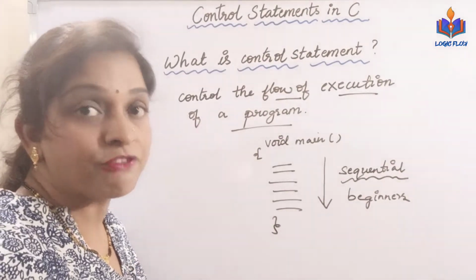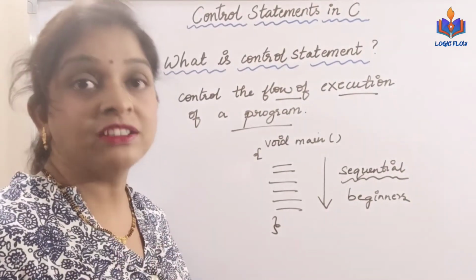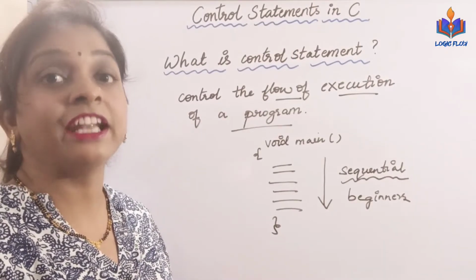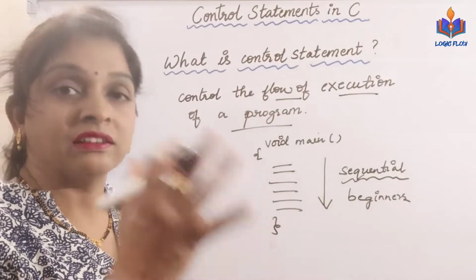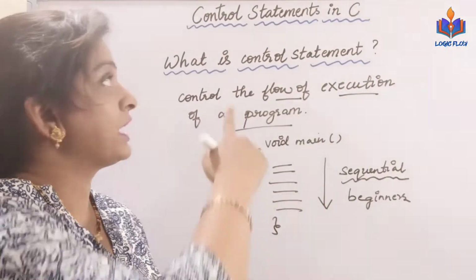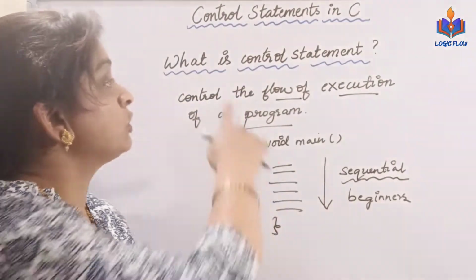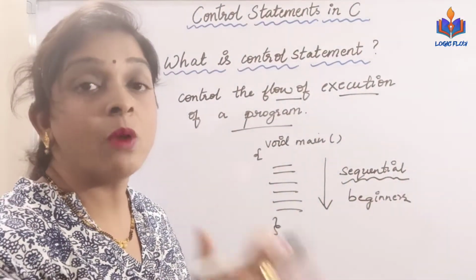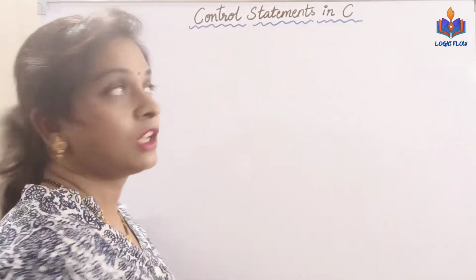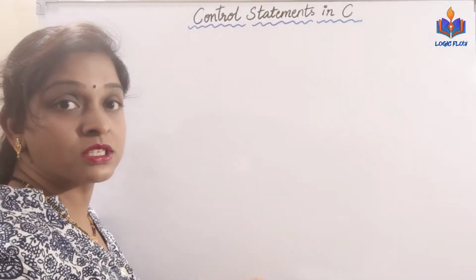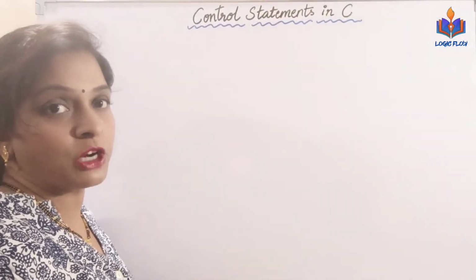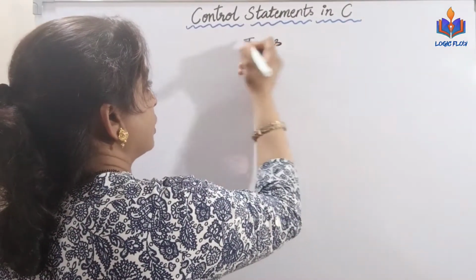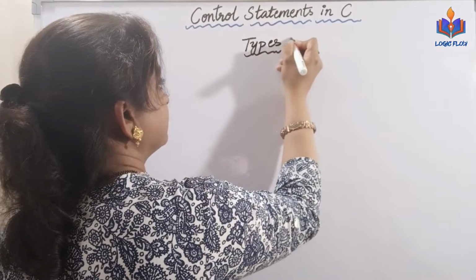So if I want to make the statements to be executed according to the requirement, then I need to control that flow. And that will be done by control statements. So it is going to control the flow of the execution of the program. Then how is it going to control the statements? For that, it has to use two different types of control statements. So we have two types of control statements.